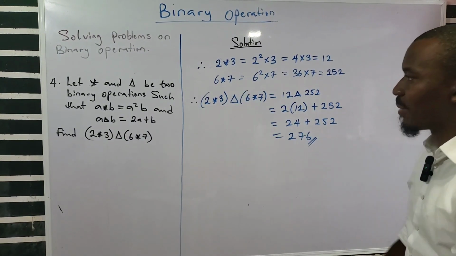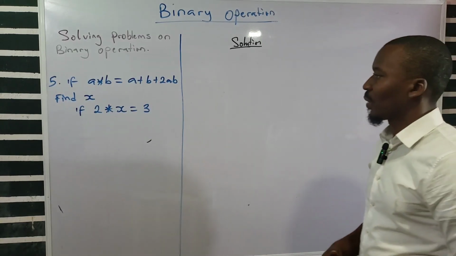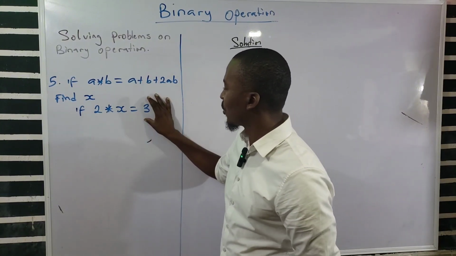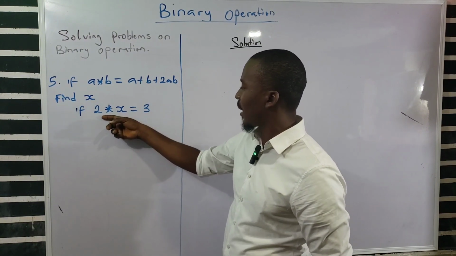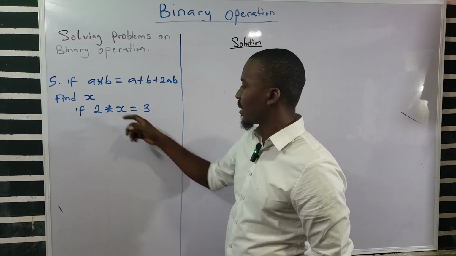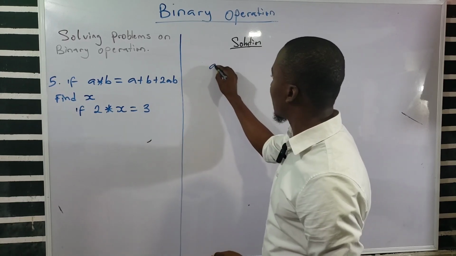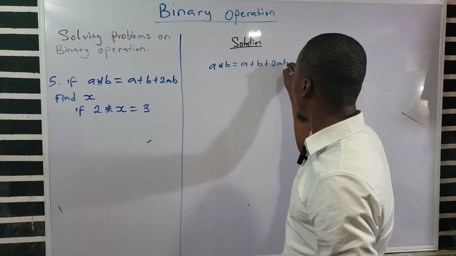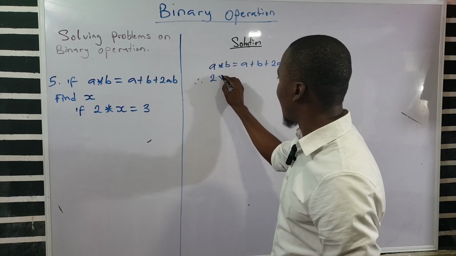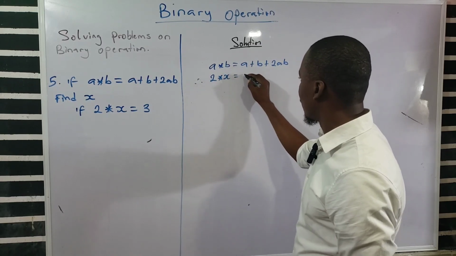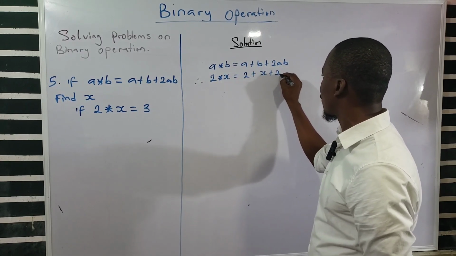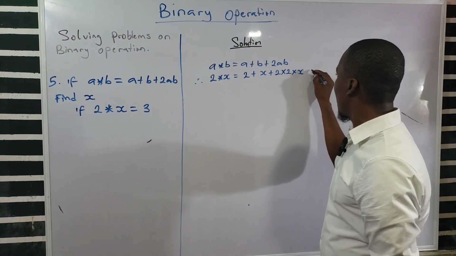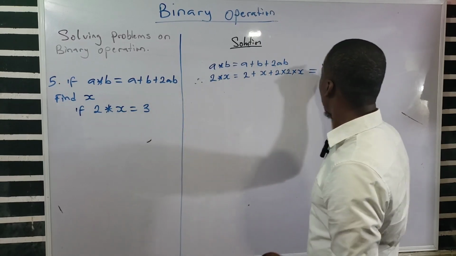Let's move to example 5. Okay. So question number 5. In this case, we are given the solution after applying our binary operation. So we are asked to find the second term. So remember that a * b is equal to a + b + 2ab. Therefore, 2 * x is going to give you 2 + x + 2 times 2 times x. And the whole of this is going to give you 3.